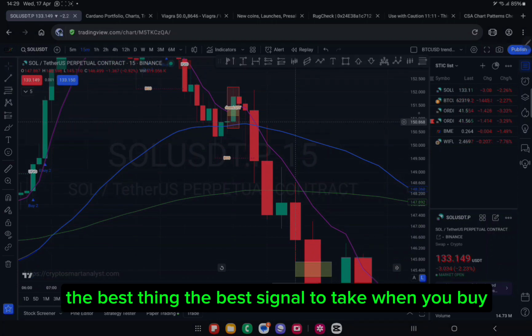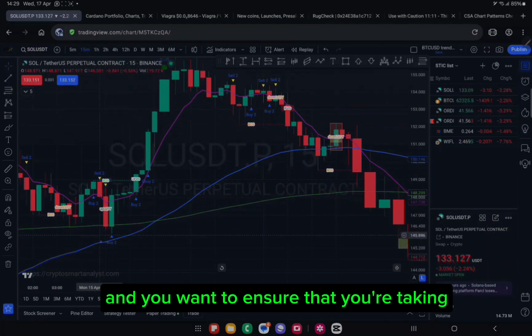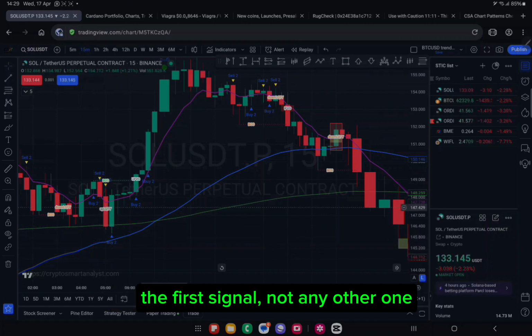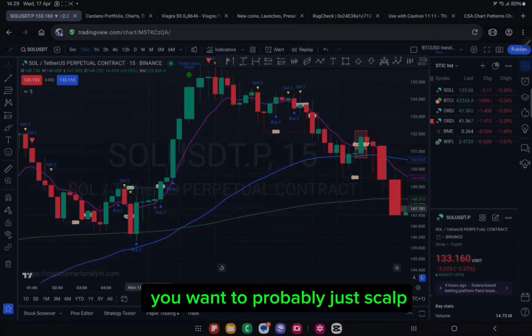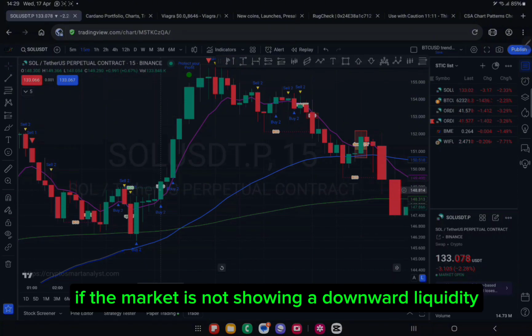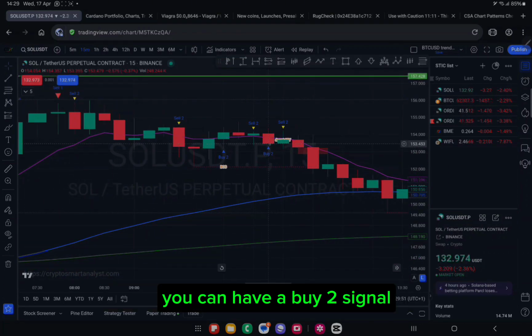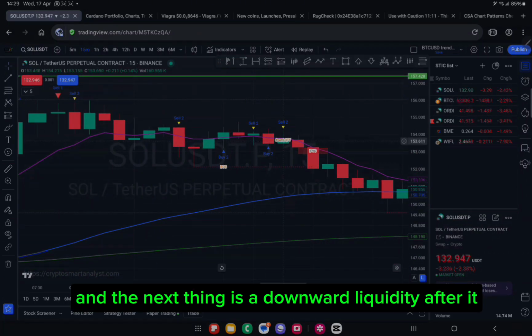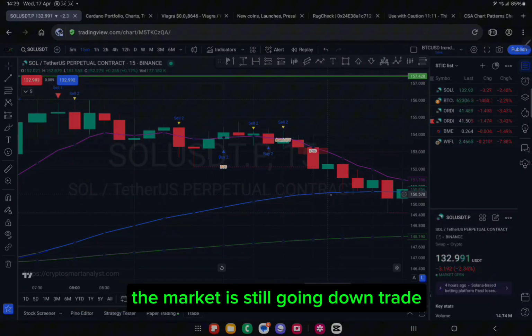The best signal to take whenever you're using Stic is the first signal. You want to ensure that you're taking the first signal, not any other one, just the first signal. If you miss the first signal, you probably want to just scalp. And if you miss the first signal, you now want to analyze the market. Like what happened here, you can have a buy 2 signal and the next thing is a downward liquidity after it, indicating that your buy signal has been invalidated. The market is still going downtrend.